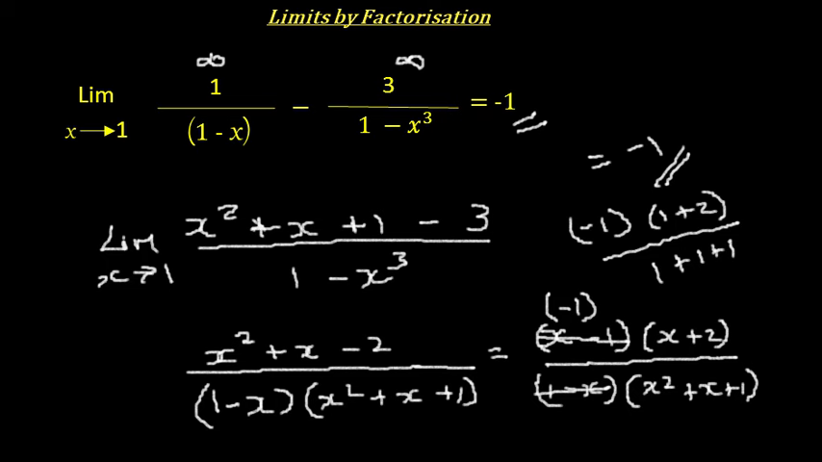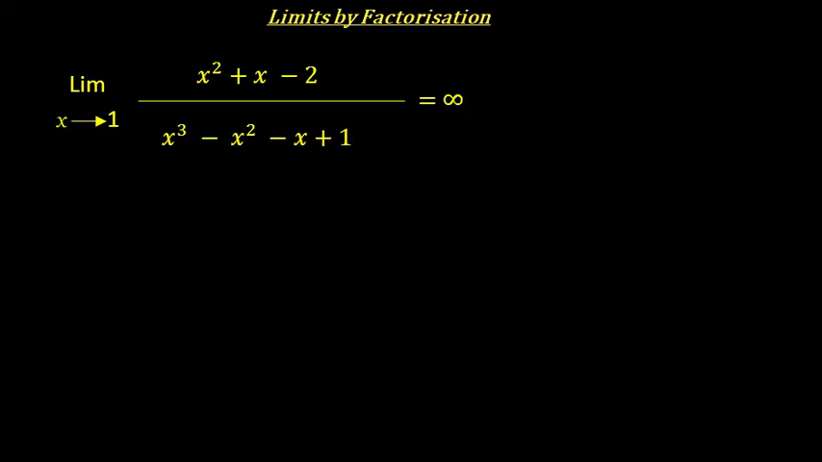Now let's look at the solution for the third problem that we gave you. In the third problem, when we substitute x equal to 1, this becomes 1, this becomes minus 1, minus 1, minus 1, and the whole expression becomes 0 by 0. So again factorization is involved, but we are saying it is infinity. So how do we prove this? We have to do factorization.